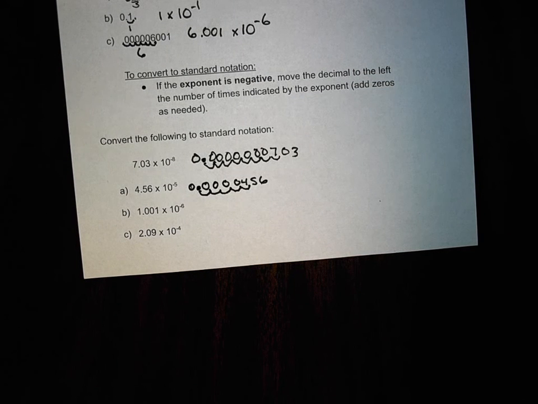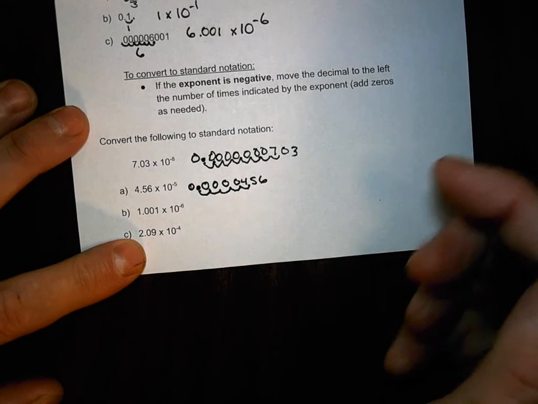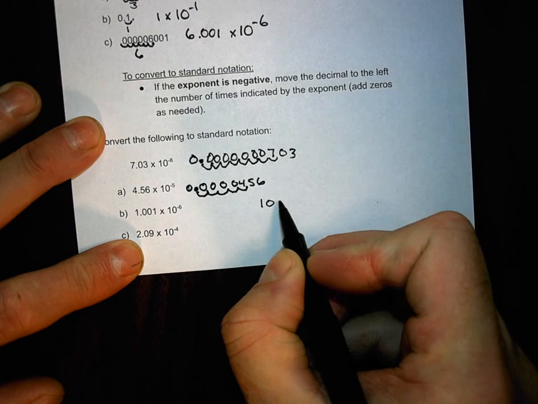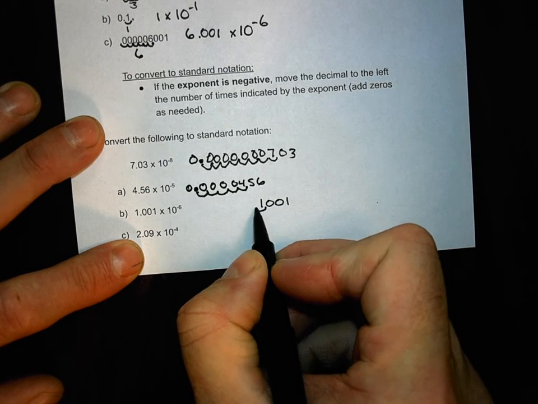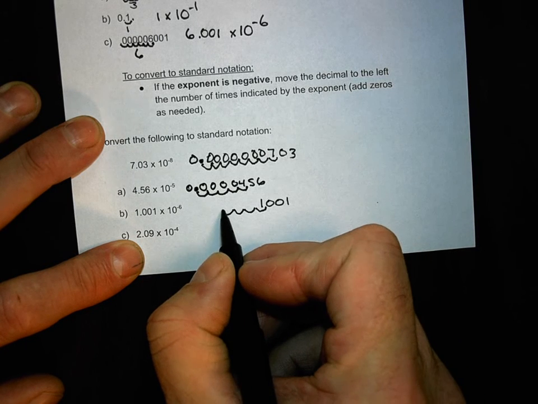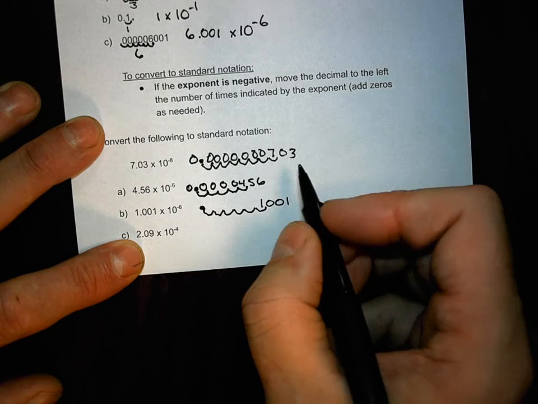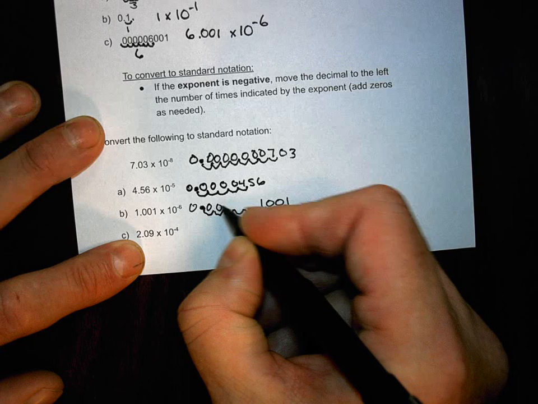Yes, sir? I was going to do the next. Okay, go ahead. So you're going to put the 1 and the 1.001 out away, and then you're going to go 6 little decimals or waves to the left. Good job. It's going to be 0.0001001.